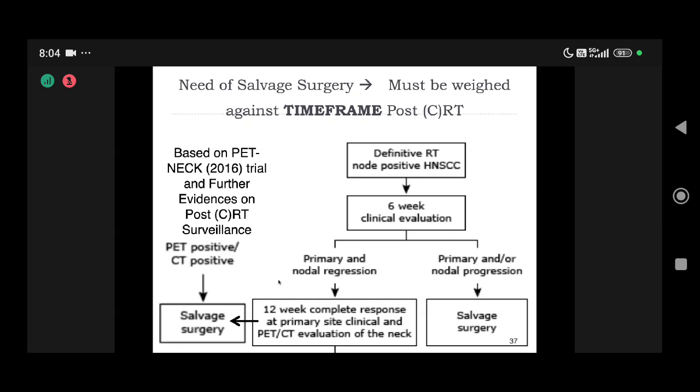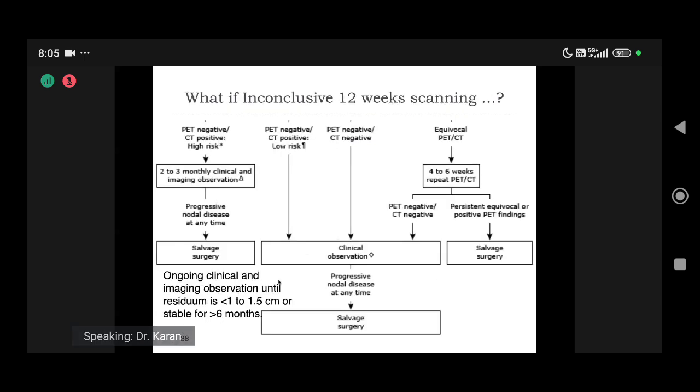So there were two components of the PET-NECK trial. One was the PET positivity, which is the metabolic part of the PET-CT study. And the other is the CT, which is the anatomical response of the treatment. If the patient was both PET negative and CT negative, that is, there was no metabolic response at the primary or the nodal site, and there was no appreciable anatomical abnormality seen both at the primary and the nodal site on CT, these patients were kept under clinical observation. Whereas if both the PET and the CT were positive and these patients were labeled as high risk, these patients were taken up for salvage surgery. It could be a salvage neck dissection, it could be a salvage oropharyngectomy, depending upon where the residual disease is.